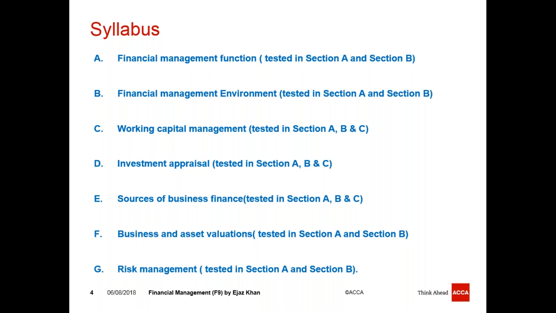Seven areas in total. Financial management function. From this area, you will only be tested in section A and section B of the paper, which is the objective type questions. The same goes for the financial management environment. The questions from this area will only be tested in the form of objective type questions. Then you have working capital management. It can be tested in any of the three sections. Investment appraisal, again, same as working capital. It will be tested in sections A, B, and C.